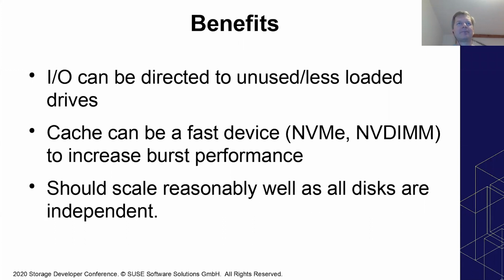The other nice thing about separating out the cache onto a separate drive is that we can use a fast device for the cache, like an NVMe or an NVDIMM, to increase the burst performance, meaning for any I/O which just goes into the cache. And that should scale reasonably well, as all disks are independent, and so we should have a combined bandwidth of all disks in an ideal case.